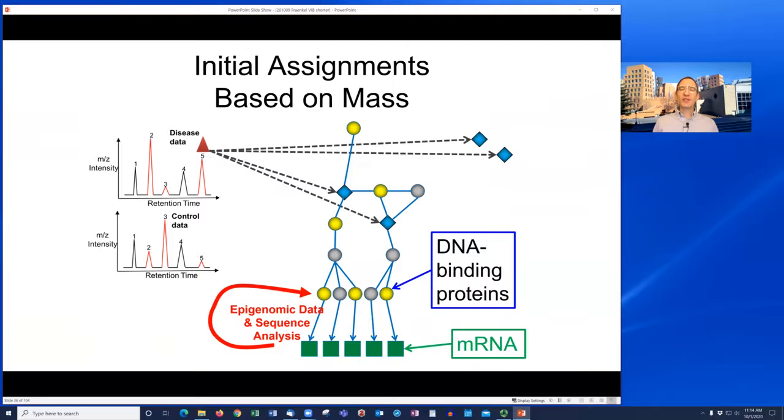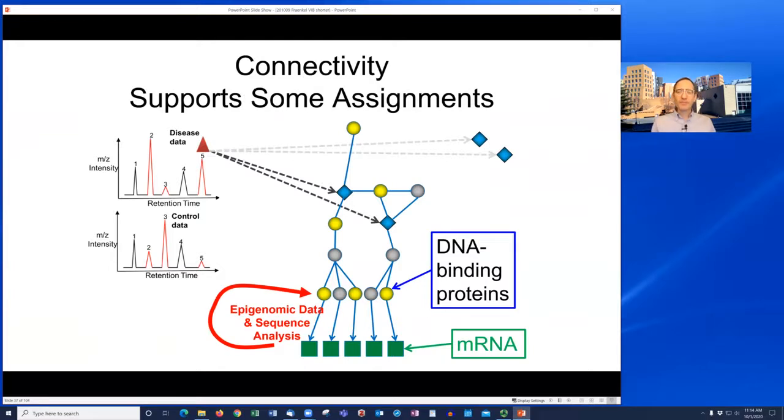Now you'll see in this toy example that there are some metabolites off to the right of the screen that are not connected to any other signals. So if you have other omics data, you can start to distinguish between the likely mass to charge ratios that are matches and the ones that are less likely. So the connectivity helps you figure out that some of these assignments are more likely than others.